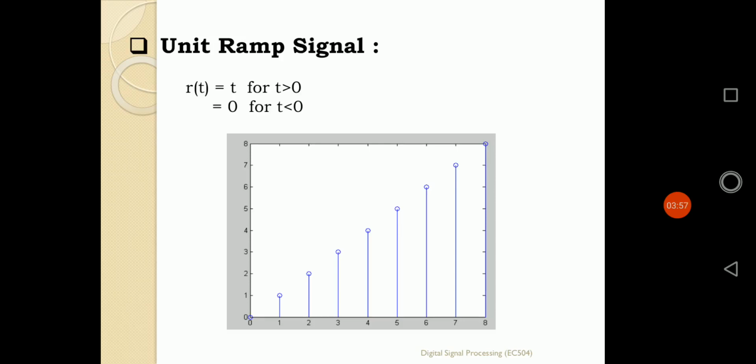Unit ramp means here unity represents the slope of the signal. Slope means output by input, y-axis amplitude by x-axis time. For every time, the amplitude follows the time value of that particular signal. So that's why the ramp signal is defined as t for t greater than or equal to 0, and for the rest of the values, that means for negative values of t, its value is equal to 0. That is the third type of continuous time signal, that is unit ramp signal.